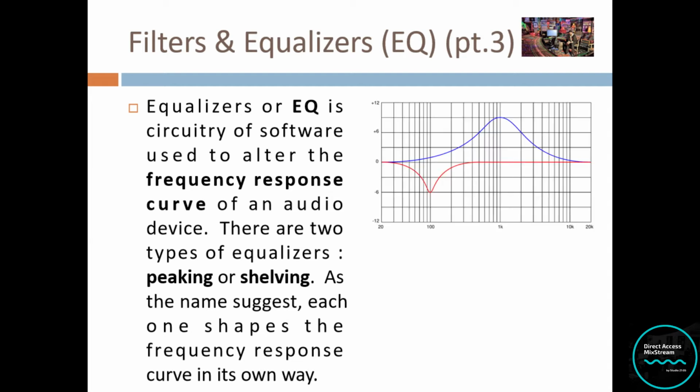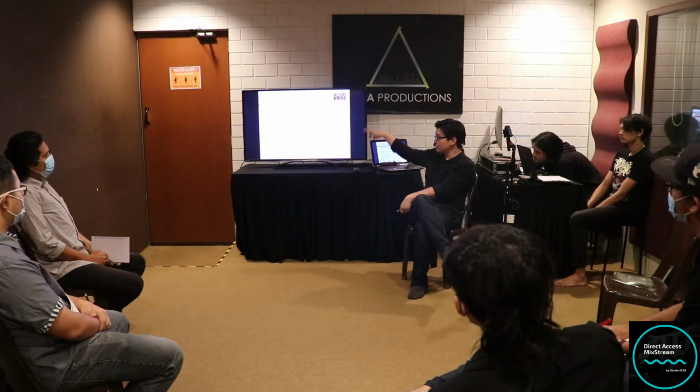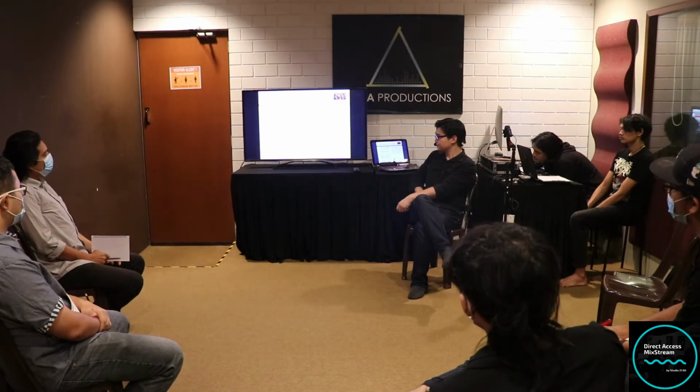Let's look at the first one. This is your peaking EQ. As you can see, you either have a positive peak, or a cut or a dip. So that's the reverse. If you attenuate, which means if you cut the frequency, you get a dip. If you boost it, you get a boosted peak.